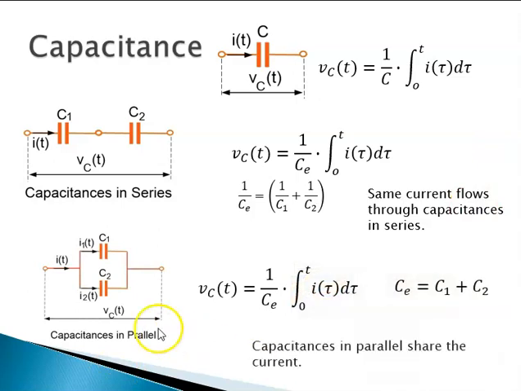Similarly, when capacitances are connected in parallel, current is shared among them. I1 goes through C1, I2 goes through C2, such that I1 plus I2 is I. When capacitances are connected in parallel, you find their equivalent capacitance by summing them up. Remember, capacitances in parallel share the current.